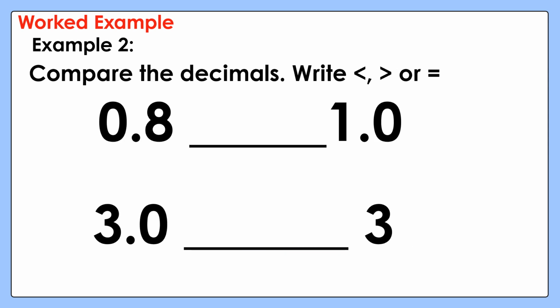Example number 2, compare the decimals, write less than, greater than, or equals. 0.8 is less than 1.0, while 3.0 is equal to 3.